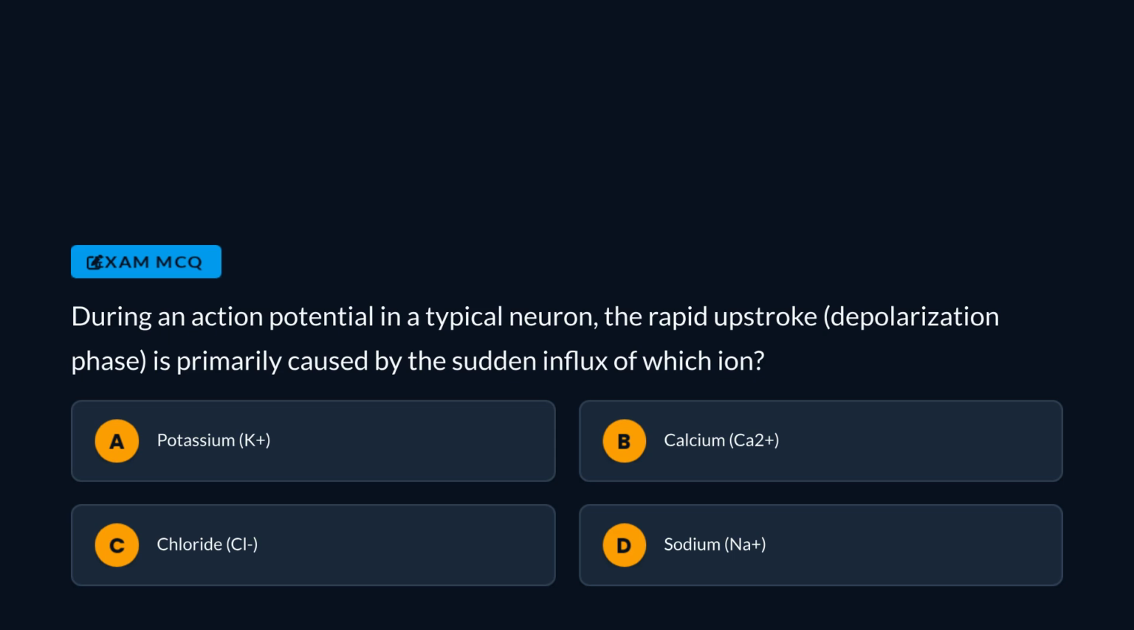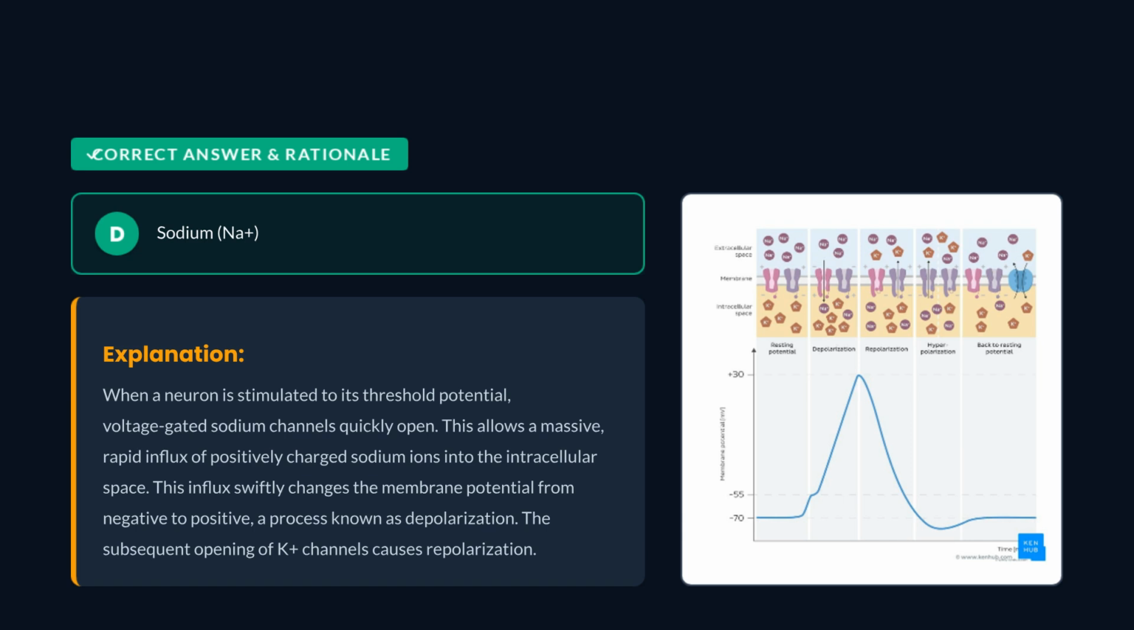Next, during an action potential in a typical neuron, the rapid upstroke or depolarization phase is primarily caused by the sudden influx of which ion? The correct answer is sodium, Na+. When the neuron reaches the threshold, voltage-gated sodium channels open quickly, allowing a rapid influx of sodium ions that swiftly changes the membrane potential from negative to positive.